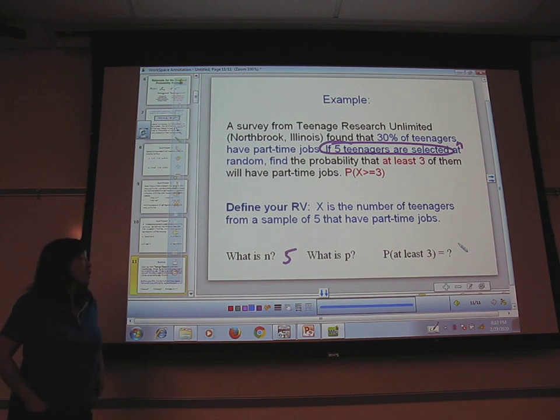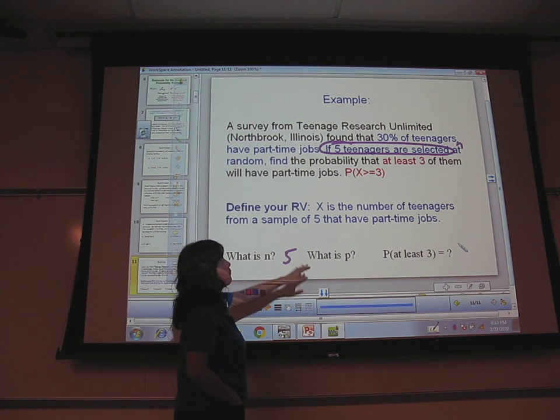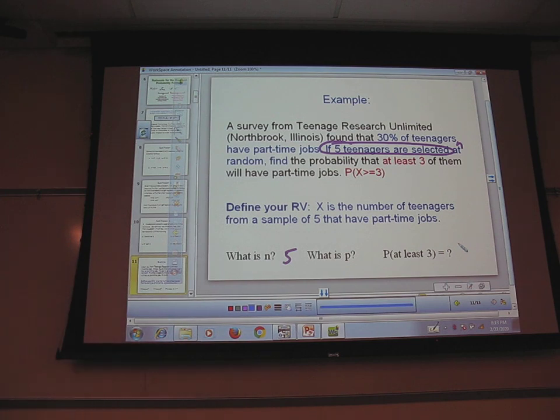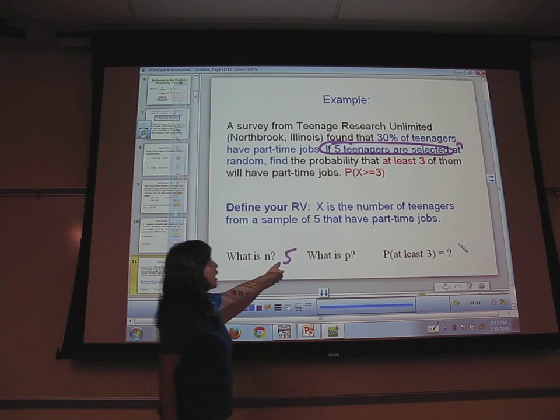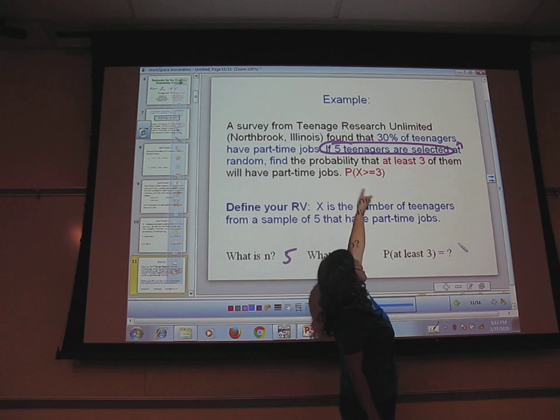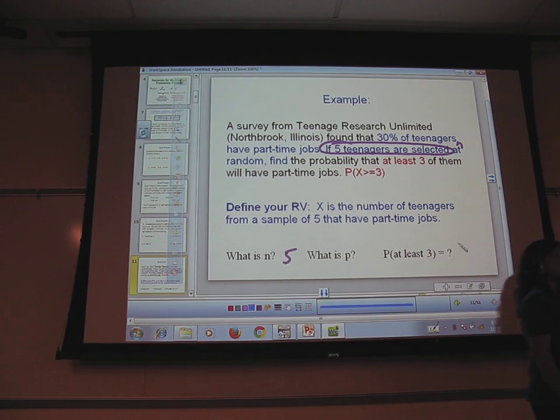Some might say 3 out of 5. So let me ask you this. What's the probability that I have a coin and I flip heads? What's the probability it's heads? 50%. Now, if I flip it 5 times and I want to find the probability that I have three heads, what's the probability that I flip 1 coin and I get heads? Just 1 coin.